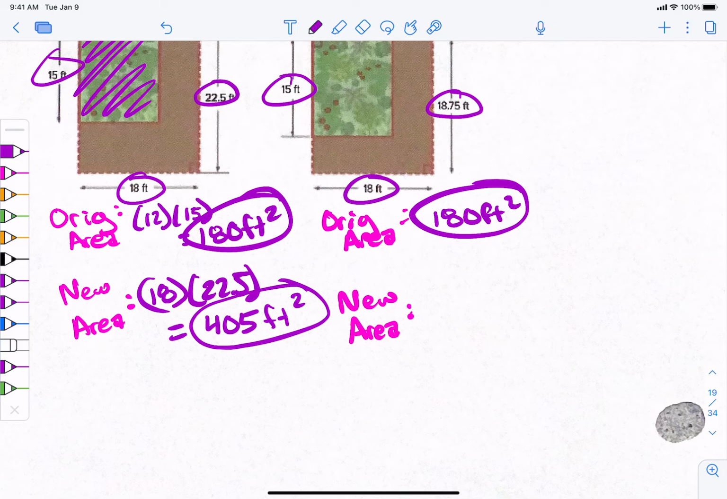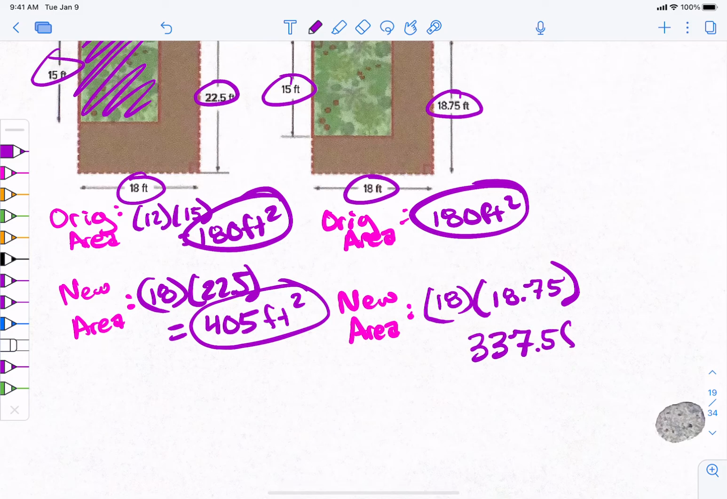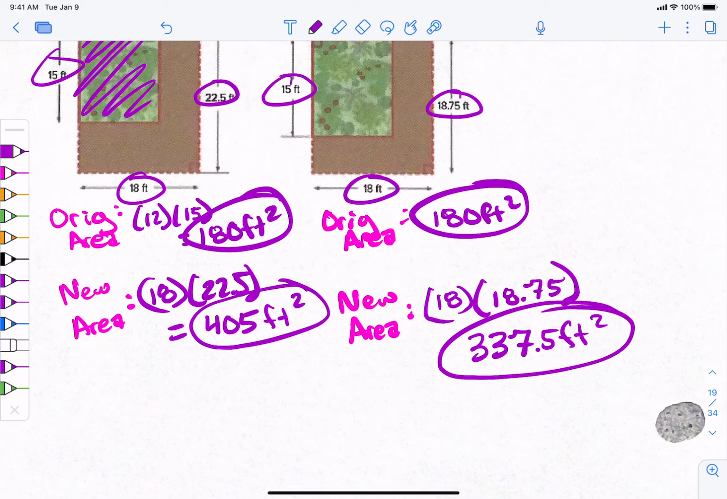Hers is 18 times 18.75, which is something smaller than 405, for sure. It's 337.5 feet squared. Okay, now let's do our comparisons.